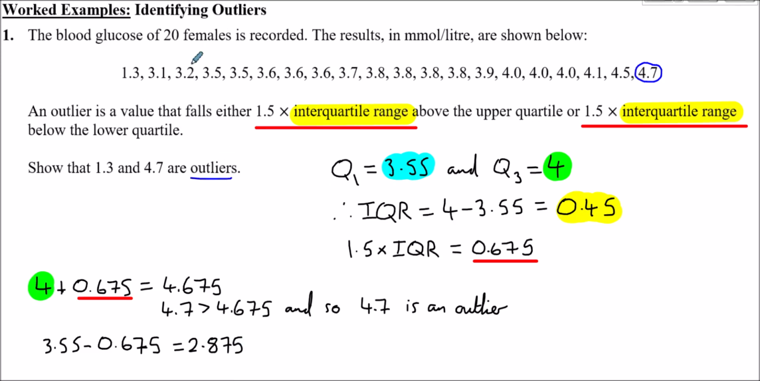So we can see here there's only one value lower than 2.875, which is 1.3. Because 1.3 is lower than this, 1.3 is therefore an outlier. So we say that 1.3 is less than 2.875. And so we've shown that 1.3 is also an outlier.